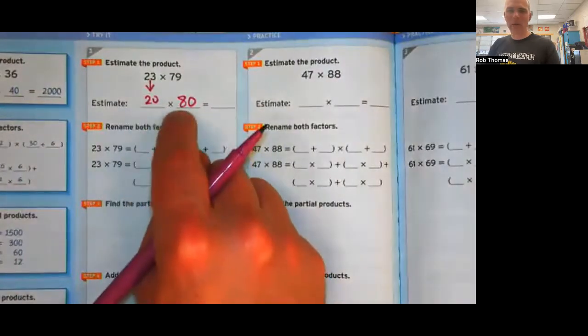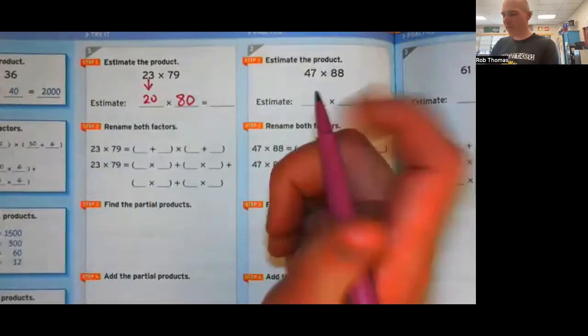2 times 8 is what? You can go ahead and call it out if you know. What's 2 times 8? Yes. I'm sure everyone said 16 and got that perfectly. Great job.